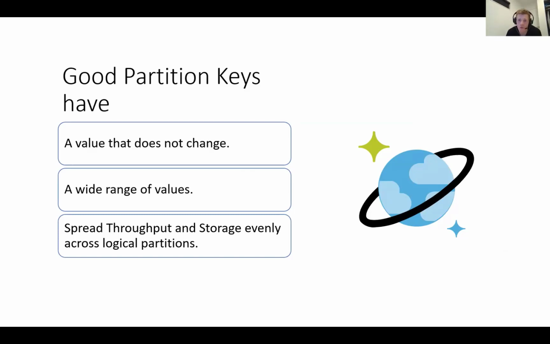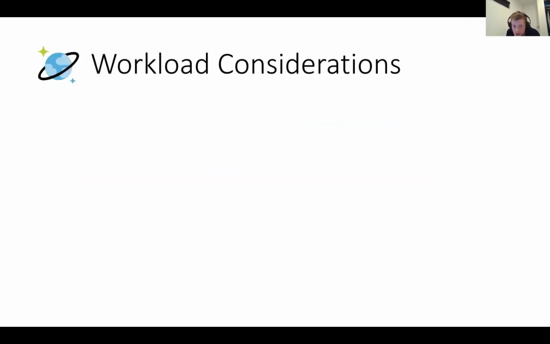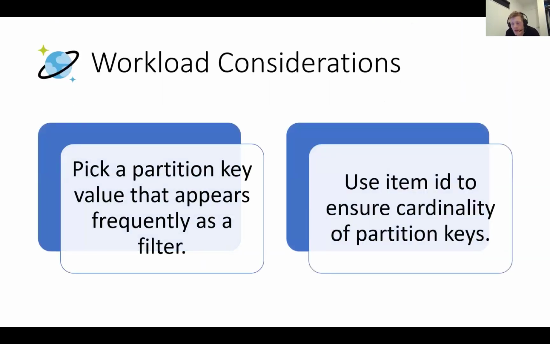They should also have a wide range of values to ensure even distribution across your logical partitions in terms of throughput and storage. And this will ensure that your throughput consumption and storage distribution is even across all your physical partitions as well. And it will vary depending on the type of workload that your containers are going to be performing.